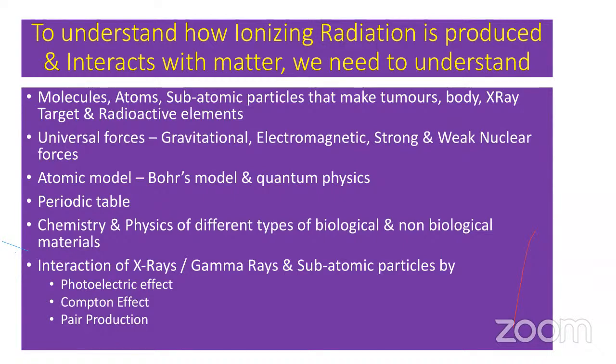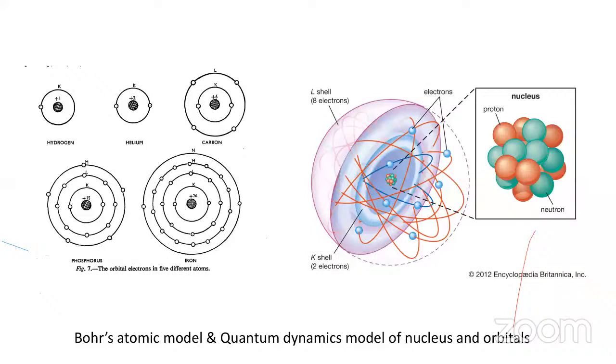The inelastic scattering, elastic scattering, and coherence, we are not talking about now. So these are the main things that we want to discuss. Bohr's atomic model and the quantum dynamic model of nucleus and orbital are very important, because we will discuss later how X-rays are produced, the type of spectrum, continuous spectrum, line spectrum. All this will be important when we talk about the filters that were used on the X-ray machines in the next lecture. Understanding the model is very important.